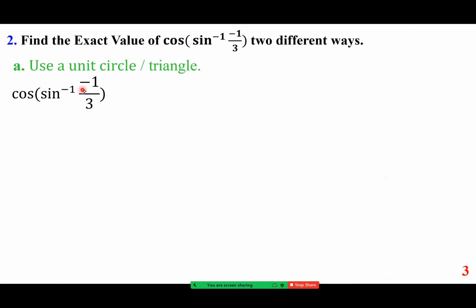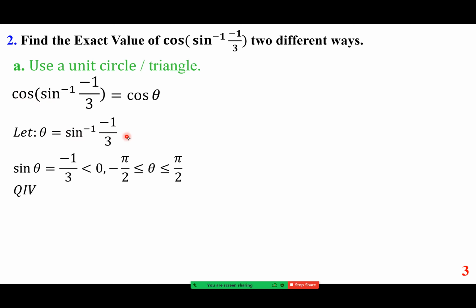If we let sine inverse of negative 1/3 be anything, alpha, beta, gamma, then you're looking for cosine of that. So let it be theta. By definition, we are looking for cosine theta. So what does this mean? This means sine theta must be negative 1/3. And because sine is negative, and we are talking about the inverse, theta is between negative pi over 2 and pi over 2. It puts us in the fourth quadrant.